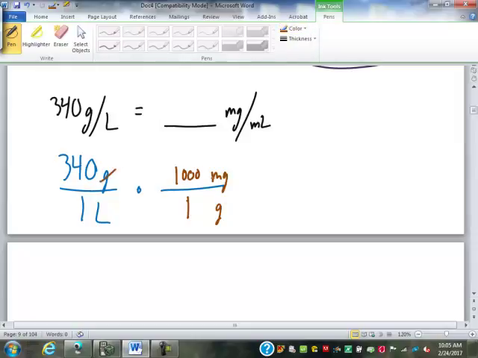That cancels out my grams. Now I have to get rid of liters, so I'm going to put liters on top, and I need to go to milliliters. I know that 1 liter is 1,000 milliliters. Or I can go the opposite way. I can say 1 milliliter is 1,000th of a liter. My liters are canceled out.